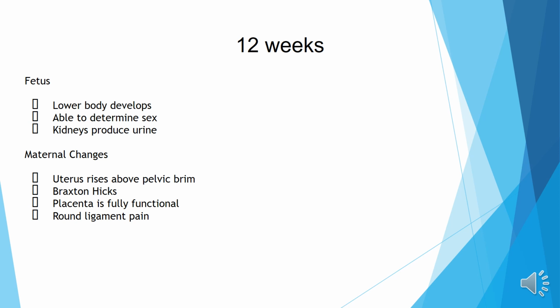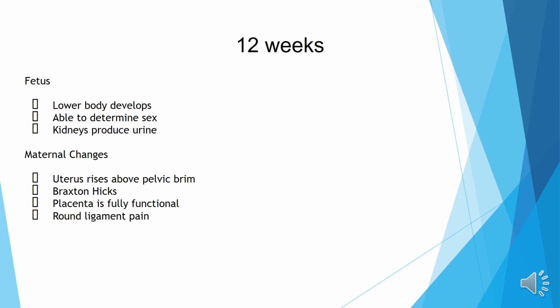Kidneys produce urine at this point. Maternal changes: the uterus rises above the pelvic brim, so that uterus is starting to get big enough to be out of the pelvis. You may start to feel Braxton Hicks this early. If you are, you need to drink more.